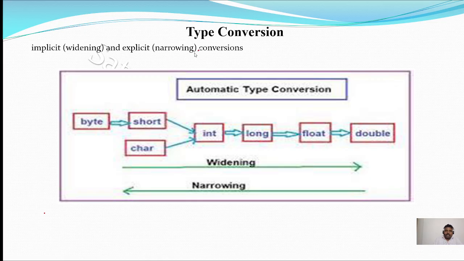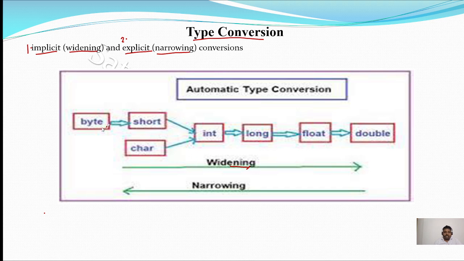Today's topic is type conversion in Java. What are the two types of conversions here? It is implicit type conversion, also called widening, and explicit type conversion. The second one is explicit, also called narrowing conversion. You can see the automatic type conversion in the forward direction. This is called widening conversion here.